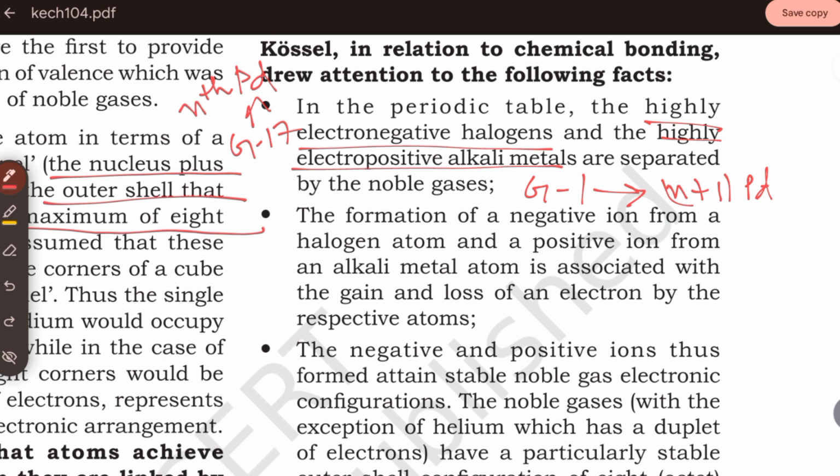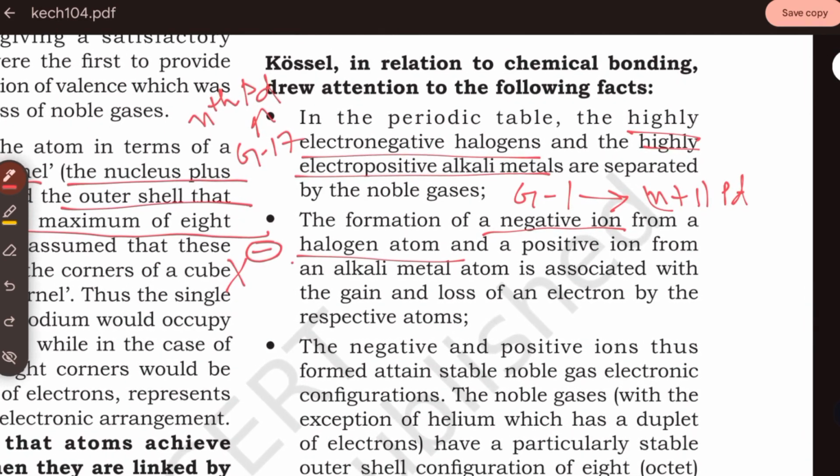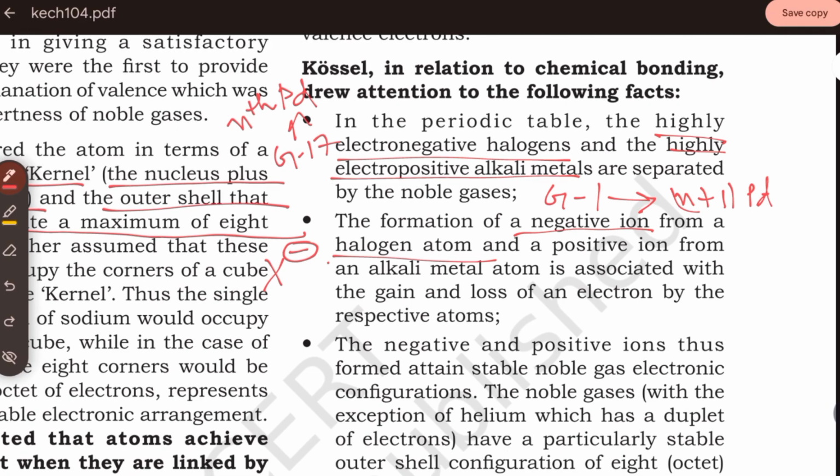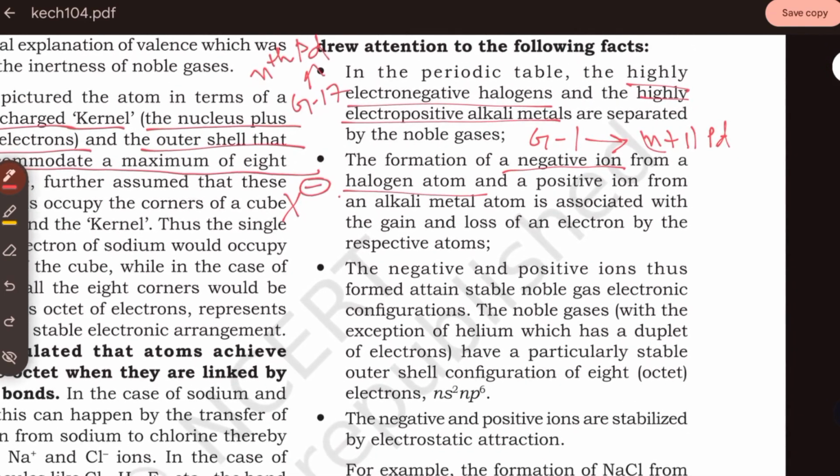Okay, the formation of a negative ion from a halogen atom. If I say the halogen is X, I get a negative ion. That means it is group 17. When it gets an electron, its configuration is similar to that of noble gases, because after getting an electron to the 7 valence shell electrons, it becomes 8 and gets the octet configuration.